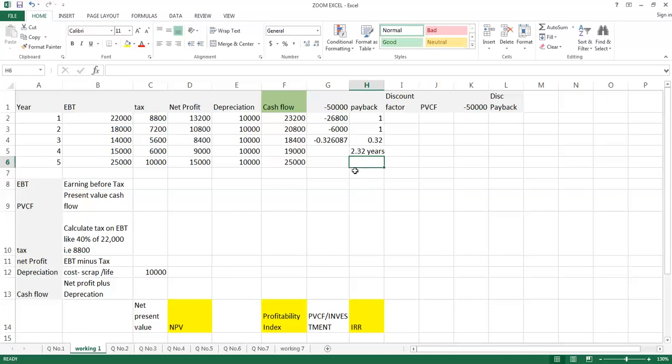So I can tell my investor that in 2.32 years, your amount will be recovered. It is up to the investor to decide whether this number of years is quite satisfactory for him or not. If he thinks that this is a good time for investment purposes, then he will be willing to invest in the project, or otherwise he can refuse to accept this project.